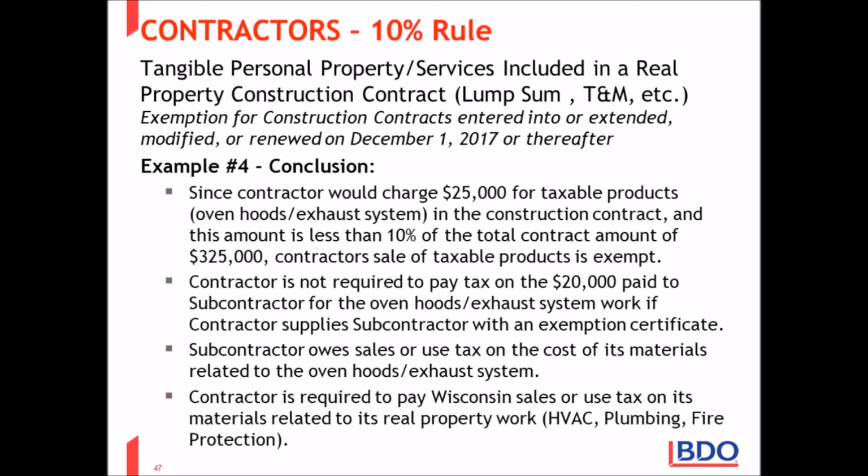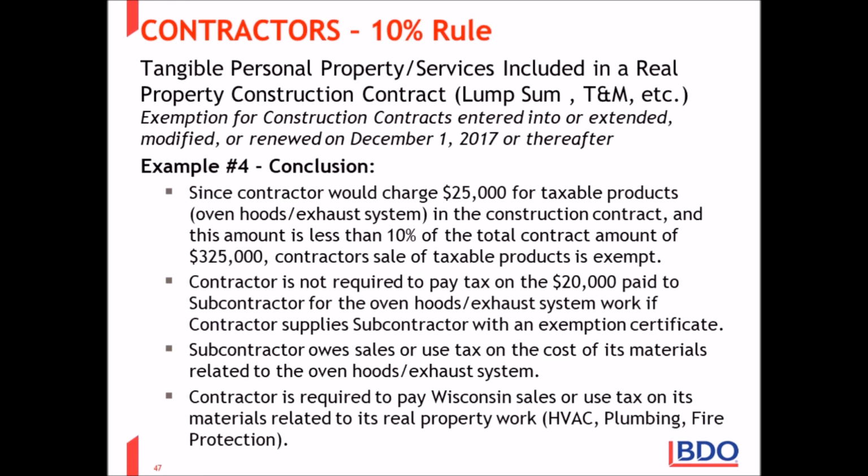So in this situation, since the contractor would charge $25,000 for the taxable products, the oven hoods and exhaust system, and this amount is less than 10% of the total contract amount of $325,000, the contractor's sale of taxable products is exempt. The contractor's not required to pay tax on the $20,000 paid to the subcontractor for the oven hoods, remember what we discussed before, if that contractor supplies the subcontractor with an exemption certificate. And then in this situation, the subcontractor would owe sales or use tax on the cost of its materials related to those taxable items, the oven hoods and exhaust system.